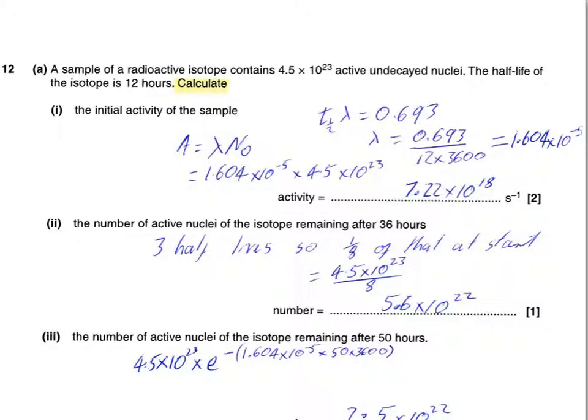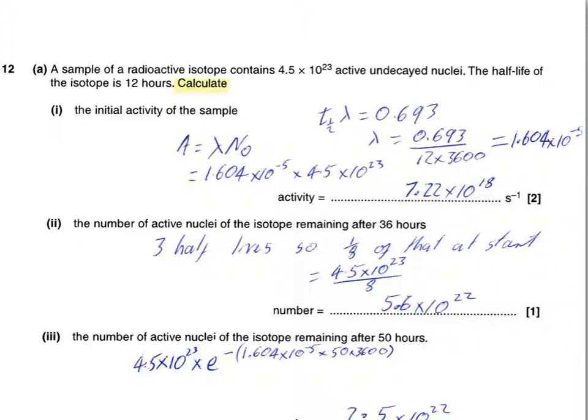This is G485 homework booklet question 12. So we've got a sample of a radioactive isotope, and it's got 4.5 times 10 to the 23 active undecayed nuclei, and we've got a 12-hour half-life. So we've got to calculate the initial activity.